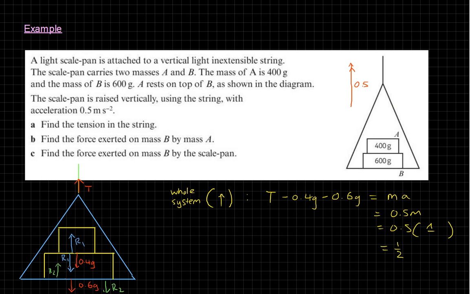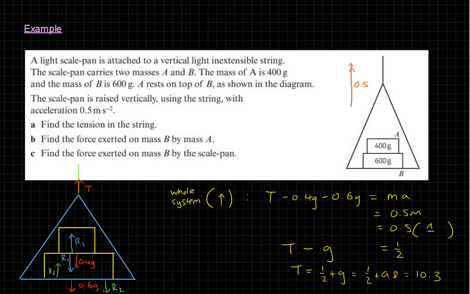Okay, so that's T minus 0.4G minus 0.6G equals a half. So T equals a half plus G, which is equal to a half plus 9.8, or in other words, 10.3. So that's the tension in the string, 10.3 newtons.